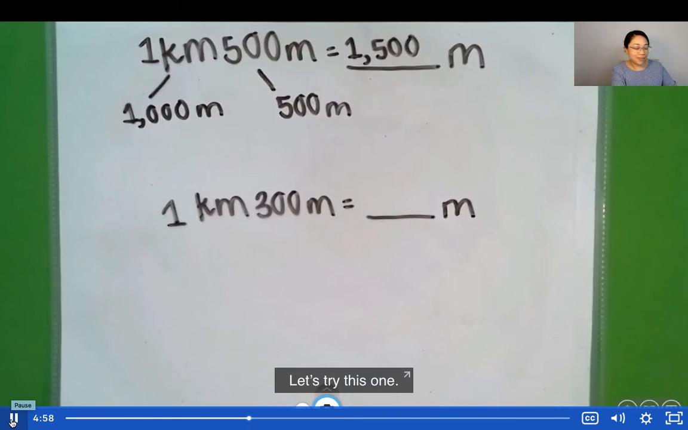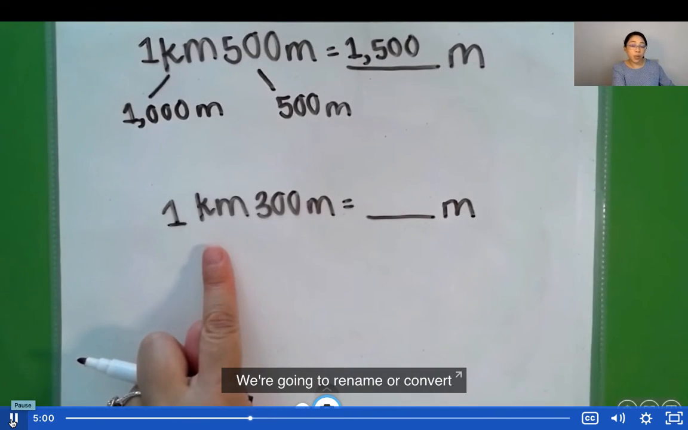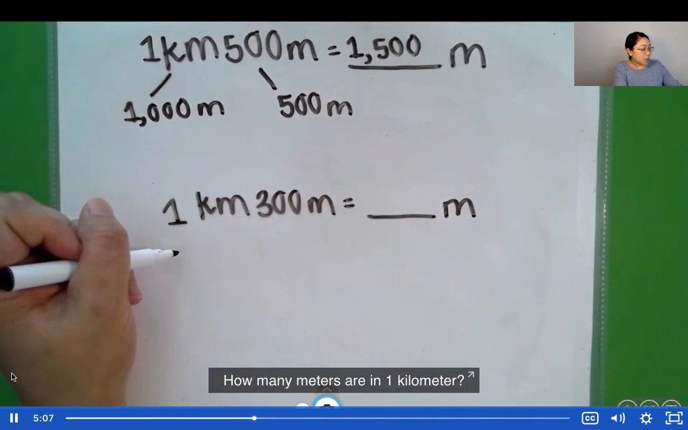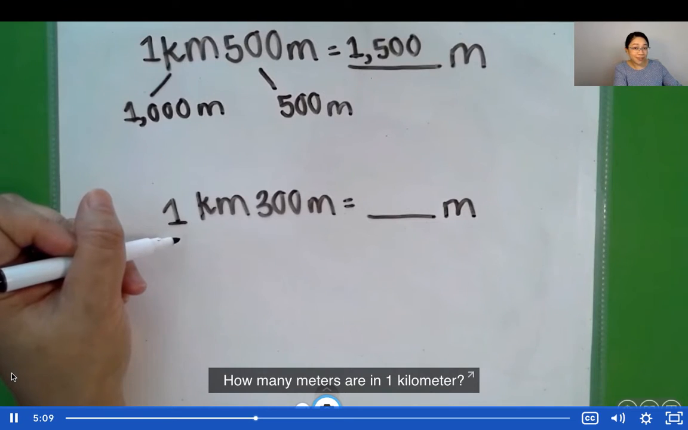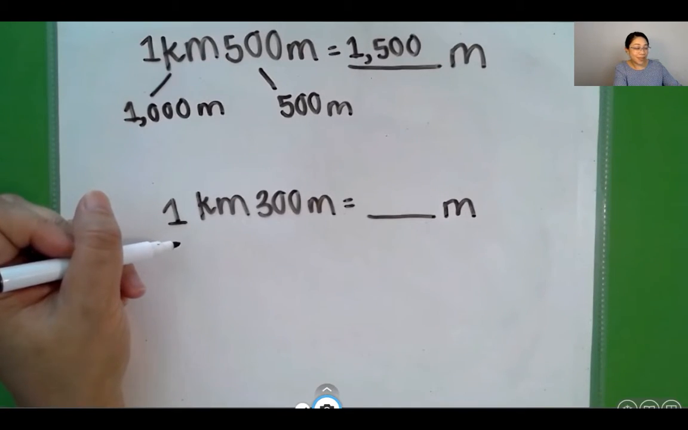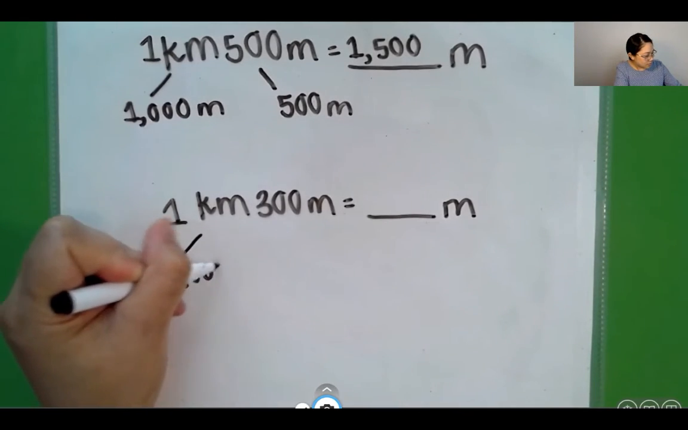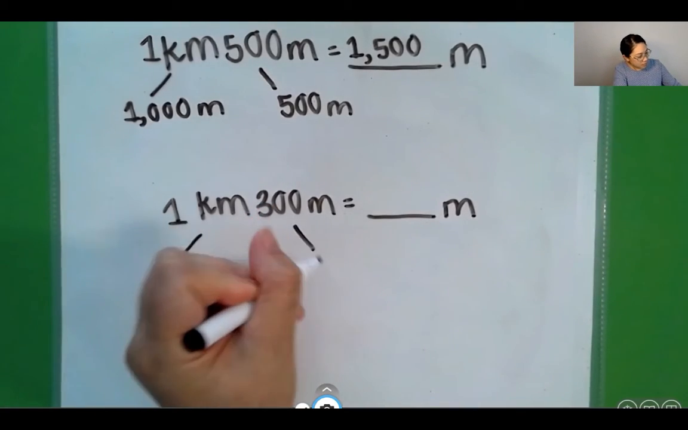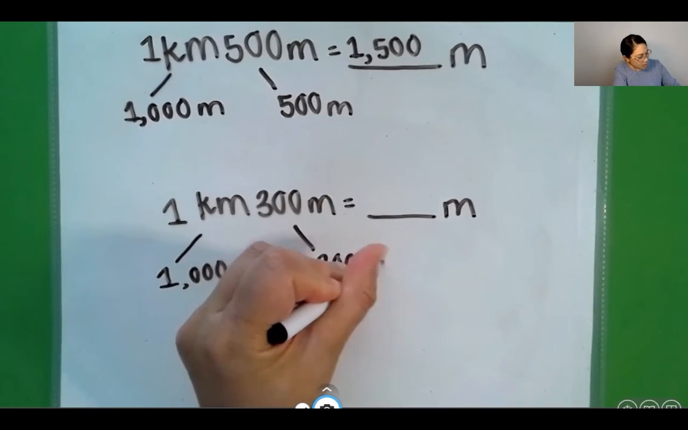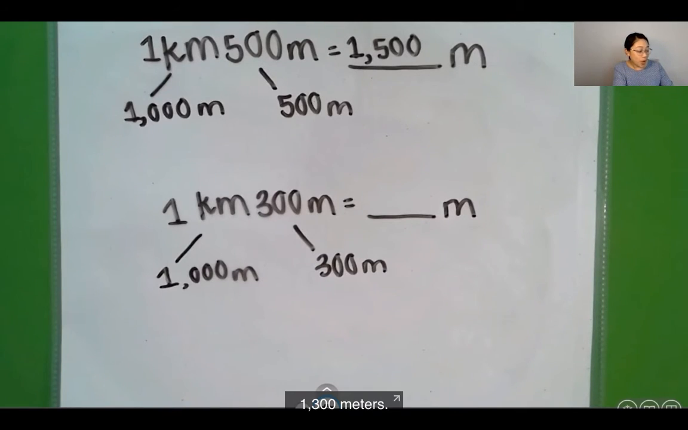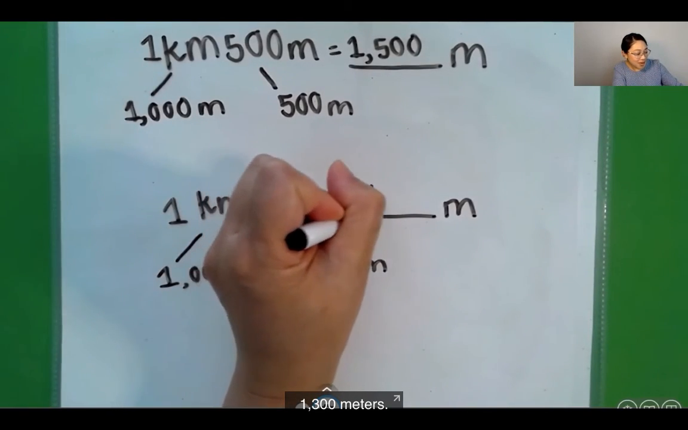Let's try this one. We're going to rename or convert 1 kilometer, 300 meters. How many meters are in 1 kilometer? 1,000 meters. 1,000 meters plus 300 meters equals 1,300 meters.